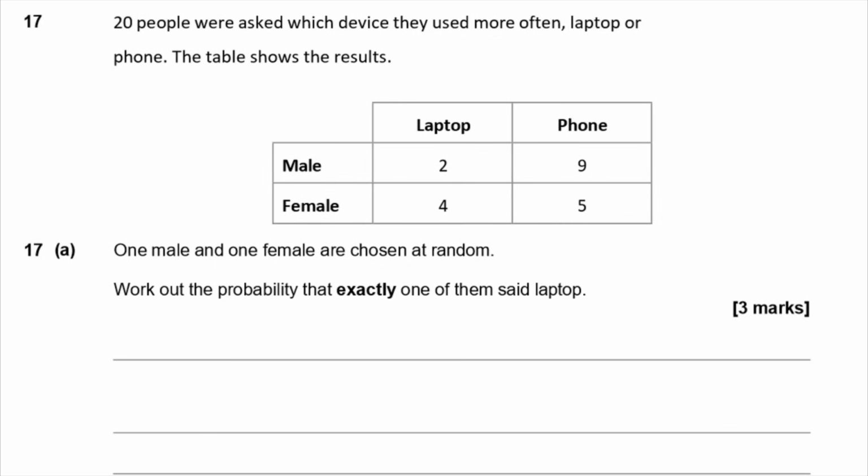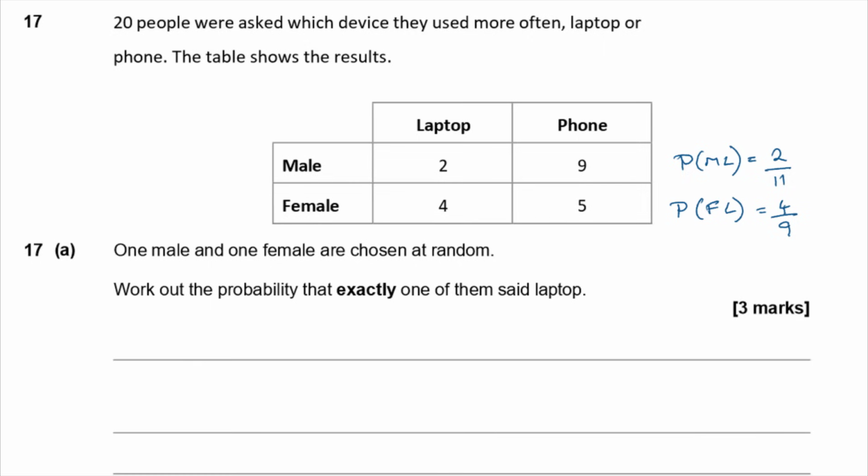Okay, let's first work out the probability of individual males and females saying laptop. The probability that a male says laptop is the 2 males who had laptops divided by the total number of males. If you've got 2 with laptops and 9 with phones, that's 11 altogether, so the probability that a male says laptop is 2/11. The probability that a female says laptop is the 4 who said laptop out of the total of 9. Okay, now we know that.